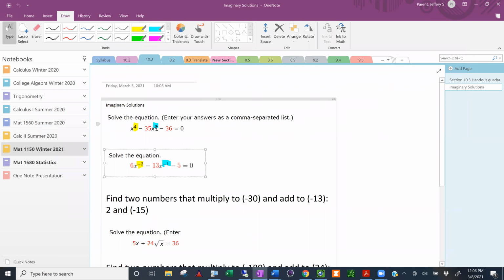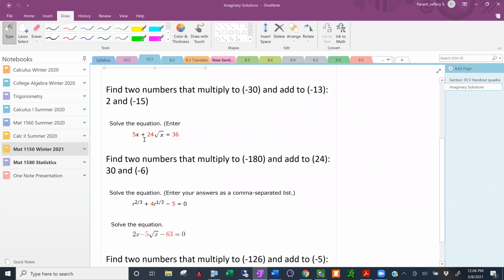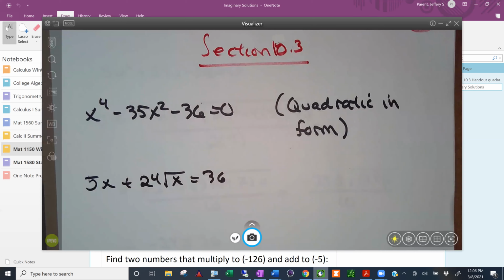It's quadratic in form when the leading exponent, which I have here in yellow, is twice the middle exponent. 2 times 2 is 4, or 2 times -1 is -2. So that makes these things quadratic in form. Now, if we scroll down to this one down here, 5x plus 24 square roots of x equals 36. That one's not looking like it should be part of our list of things that are quadratic in form. But I actually maintain that it is.